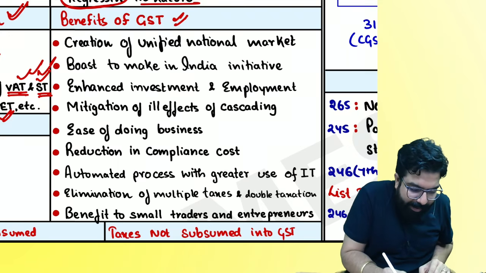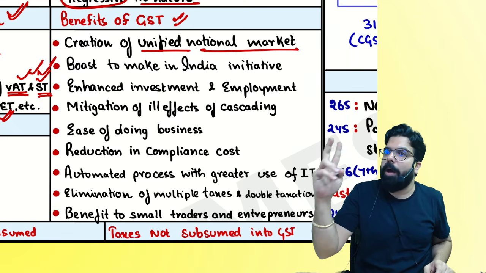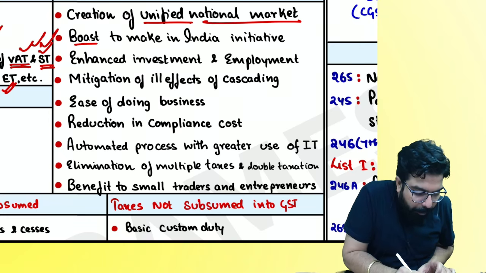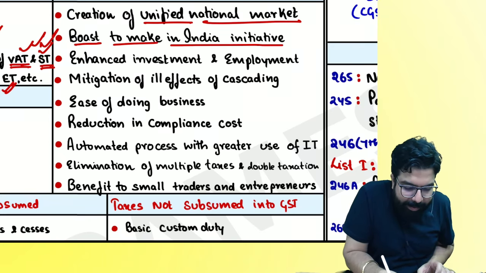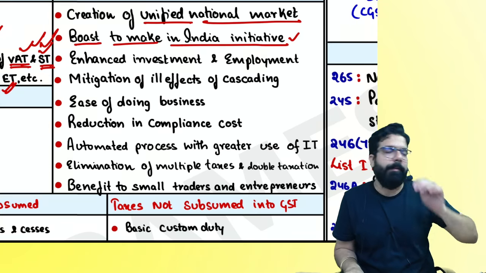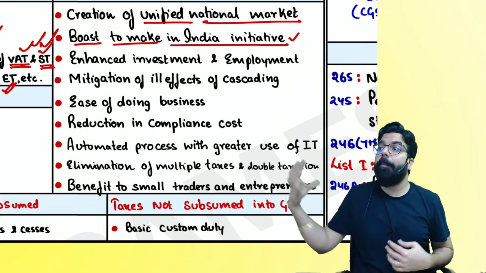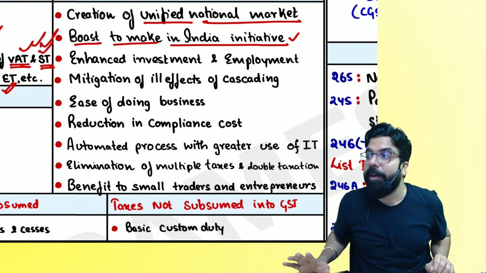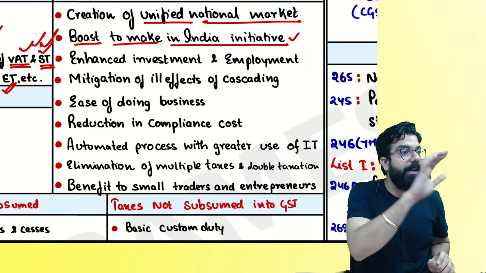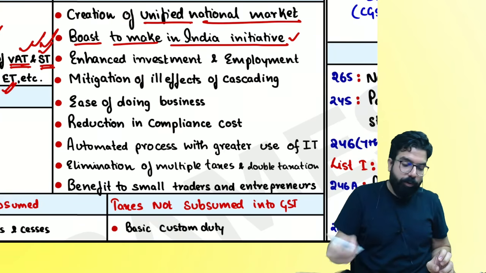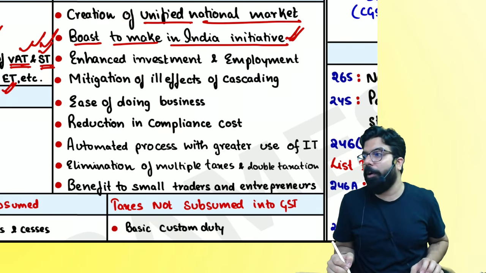So it's a unified national market: one nation, one market, one tax, which is what, everyone? GST. Next, boost to the Make in India initiative. Now you tell me one thing. If in India only one tax is there, would people want to come and manufacture in India? Saying, India, my taxation system is very simple, only GST is there, let's manufacture in India. Do you guys agree with me? So will the Make in India initiative be boosted or not?